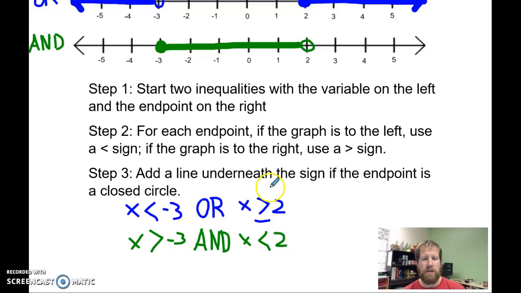And then the last thing is you still have to go back and look for that closed circle and draw in your "or equal to" sign. And so for this one we have x is greater than or equal to -3 and x is less than 2.